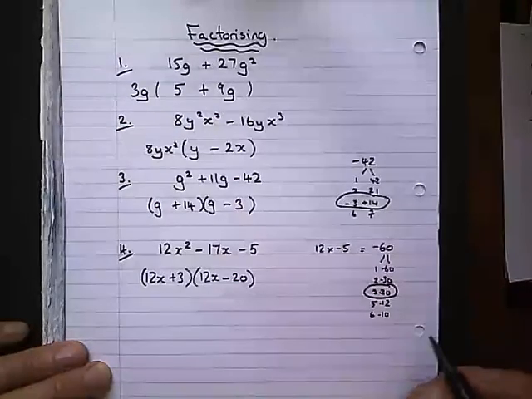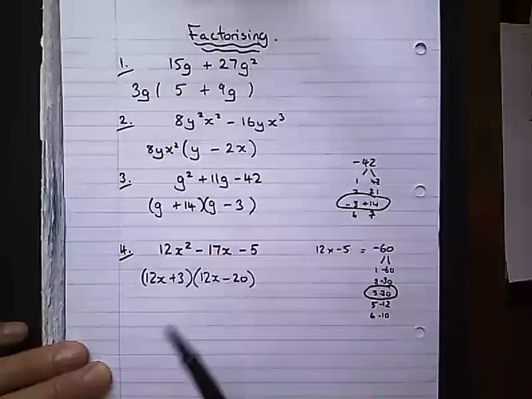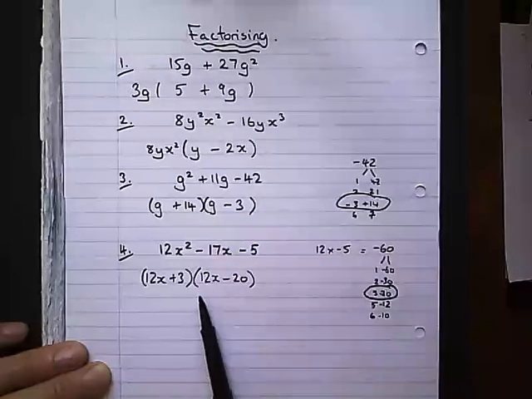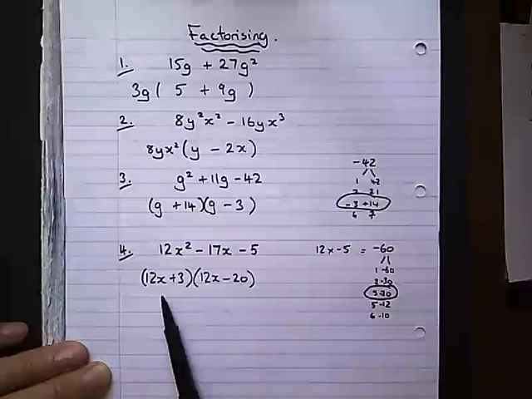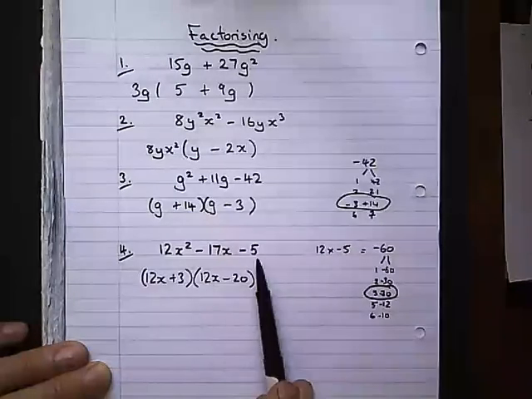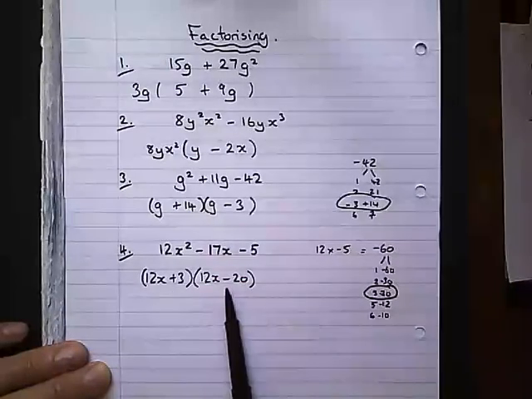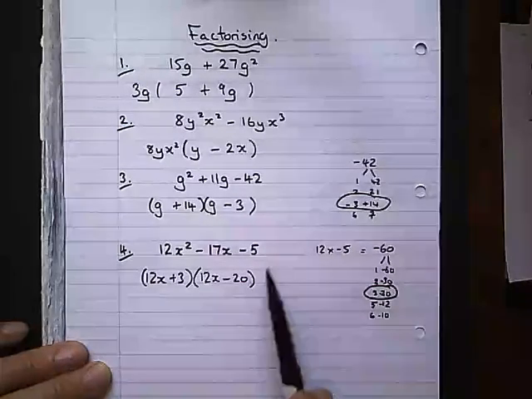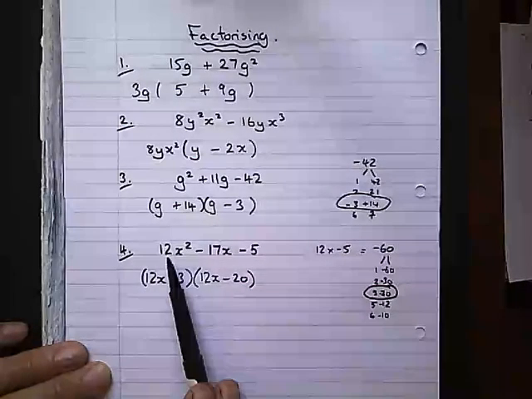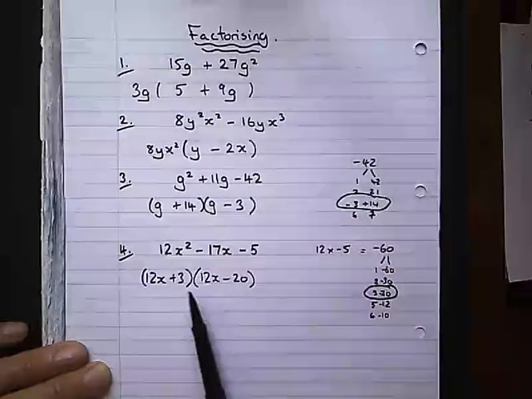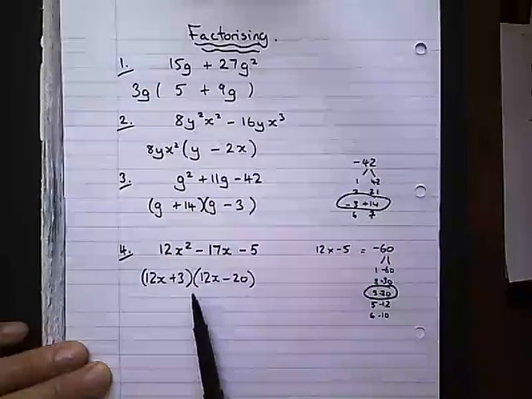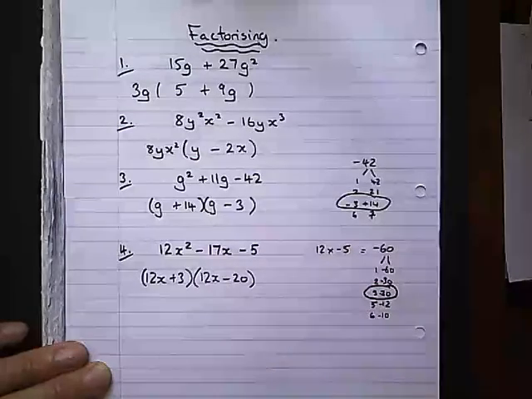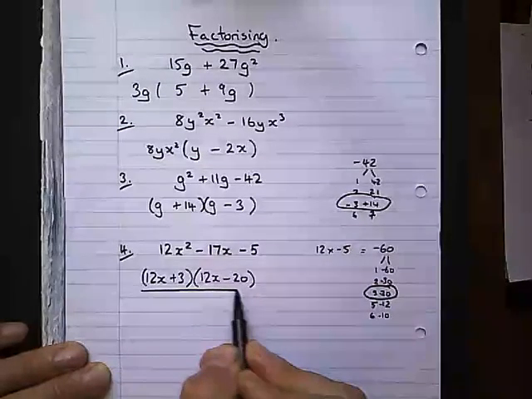Now, it looks like I've got the right factorization. My only problem now is when I'm going to multiply these things up, I'm not going to get -5. 3 times -20 gets me -60. Well, that's an extra factor of 12. 12 times 12 gets me 144. That's an extra factor of 12. And then if you worked out what the x's would get you, you'd get 12 lots of 17. So what you need to do is divide through by 12.